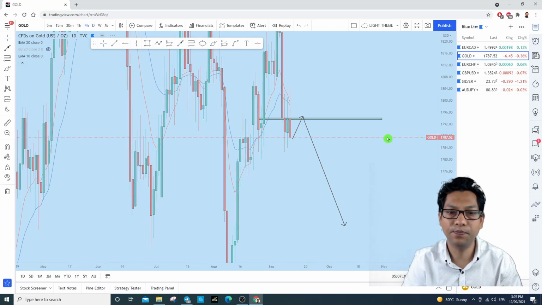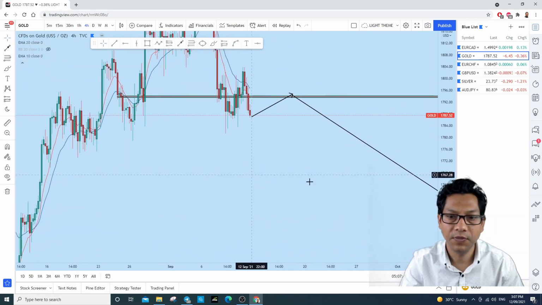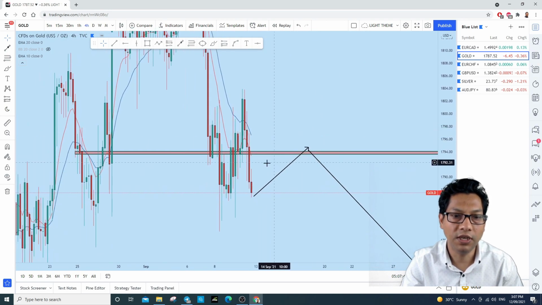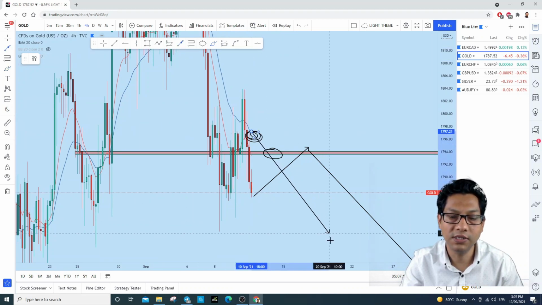Now if you see this picture on the lower time frame, on the 4 hour, what we can see is that the price basically has created this pattern. So on the new week we might see a test of this level, or maybe even a test of this 20 period moving average, and from here we can see a drop.